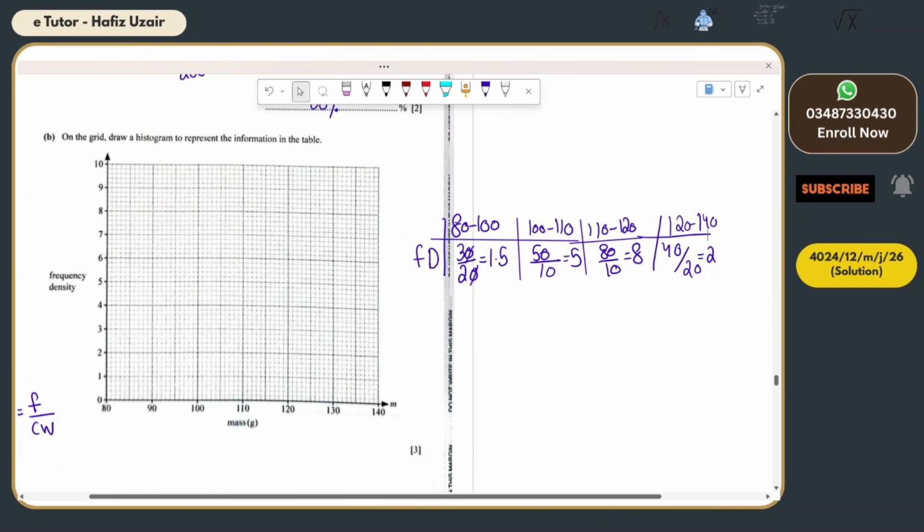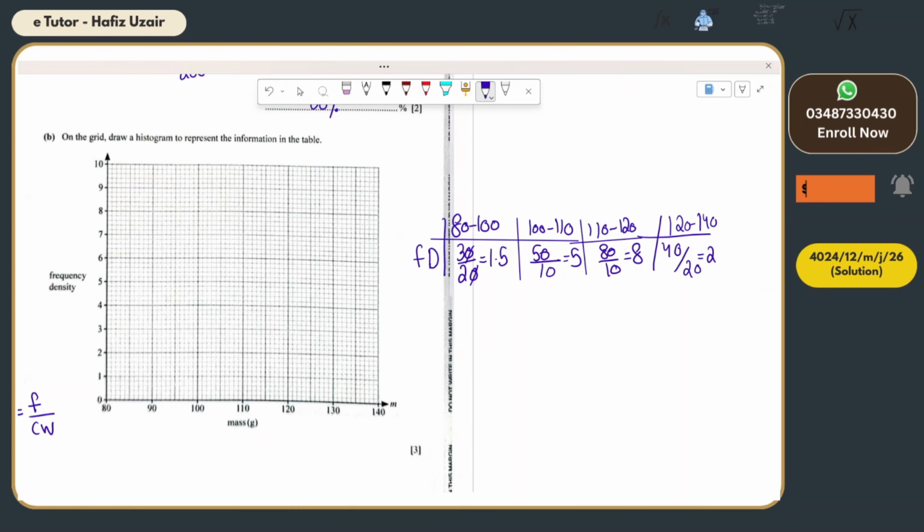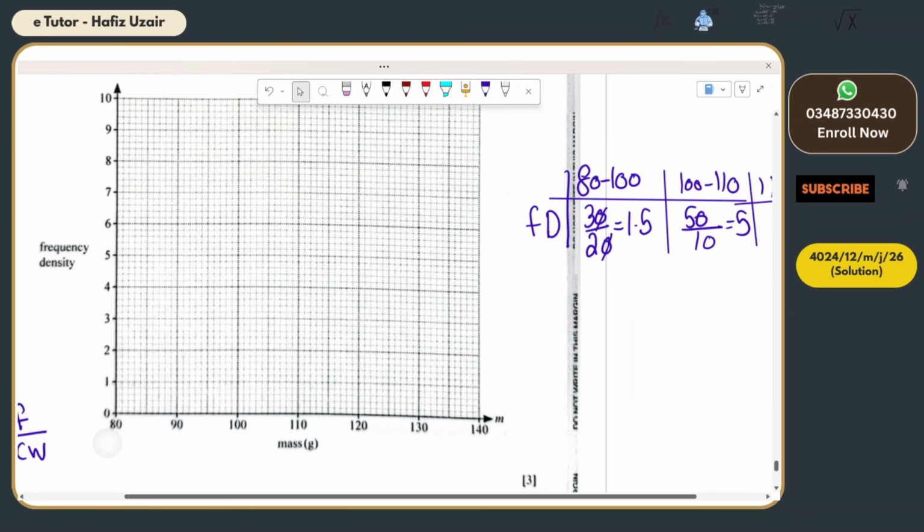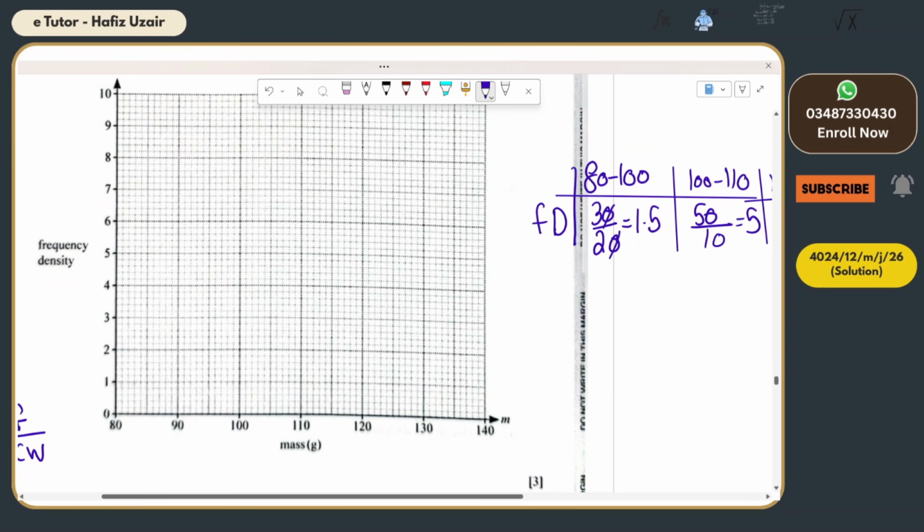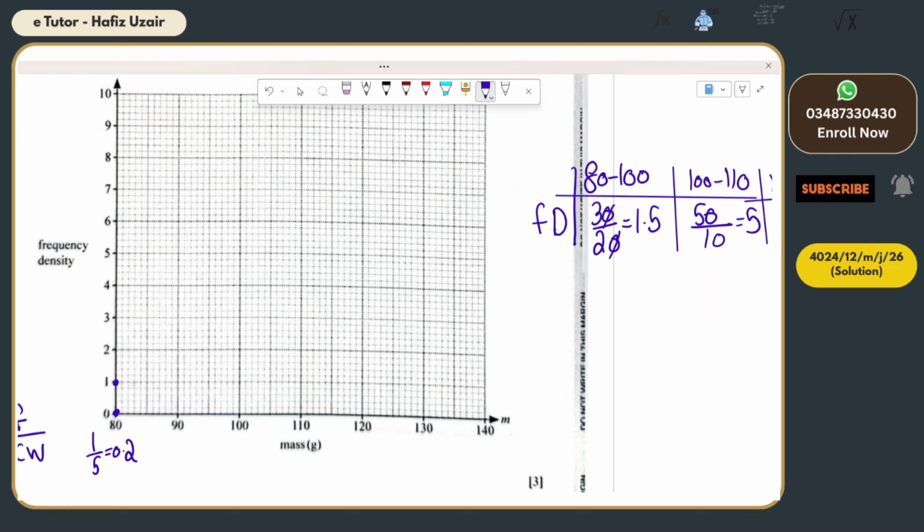Okay. So from 80 till 100, you have frequency density 1.5. You can check that. The quality of this graph is a bit low. So you have 0 over here and you have 1 over here. There are 5 boxes, so 1 divided by 5 is 0.2. So basically one box represents 0.2. So this is 1.2, this is 1.4, and this is exactly 1.5. So we have 80 till 100. So 80 till 100 we have 1.5.